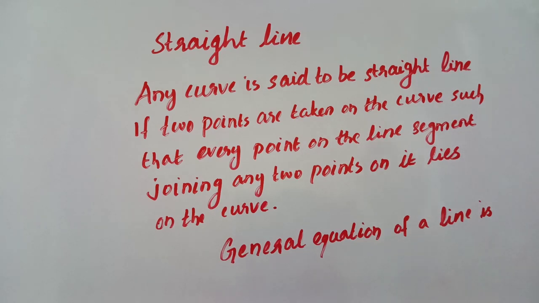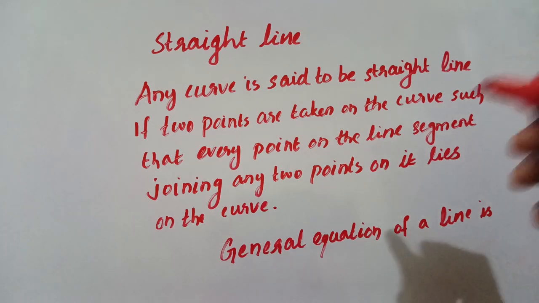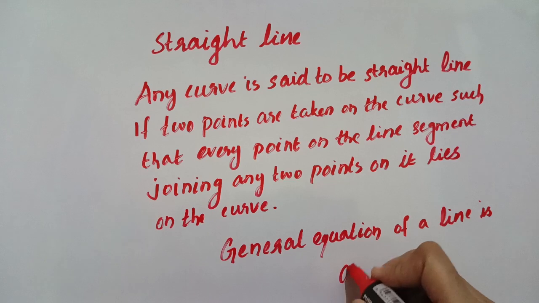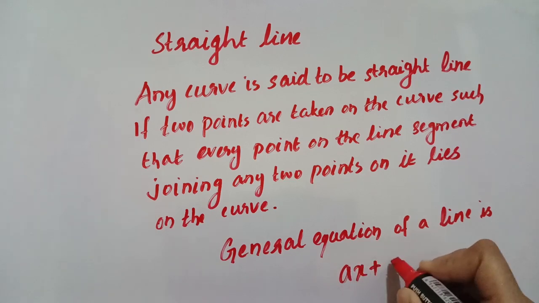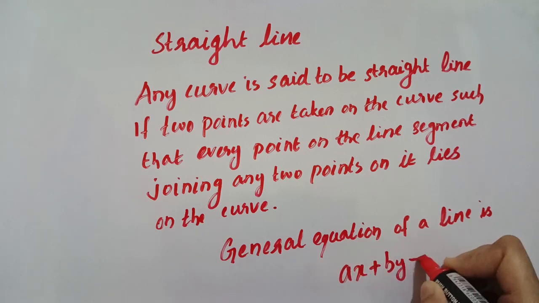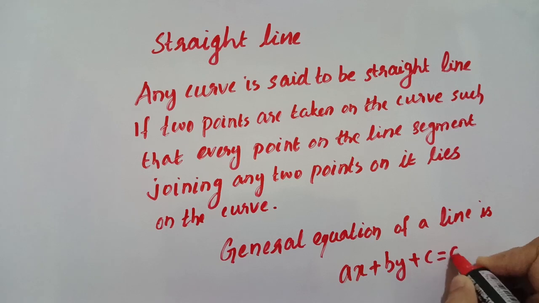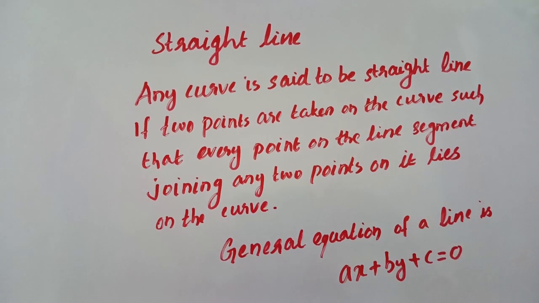We have the general equation of a line: ax plus by plus c is equal to 0. This is the general equation of a line.